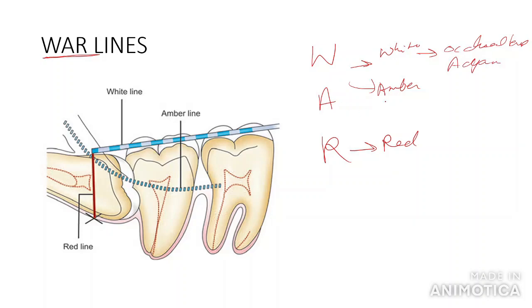Then we talk about the amber. Amber is basically the bone that is covering this tooth, or let's just say how much bone is supposed to be removed in order to find a point where you will be able to luxate it. And the red line is the depth of the tooth. Okay, so it's quite easy. You just have to remember white line depicts your occlusion level, amber line represents the bone that is covering the tooth, and red line is your depth.